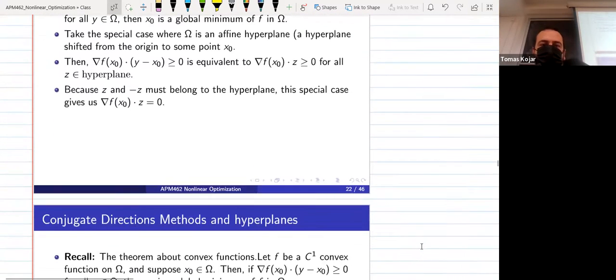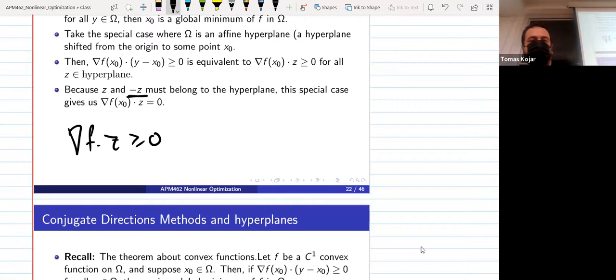Sure. So then if you do it both ways, let me do it here. So this is supposed to be like this. Then y is minus z in the hyperplane. Let me show you why. Minus z is equal to, no, z is equal to minus x naught.